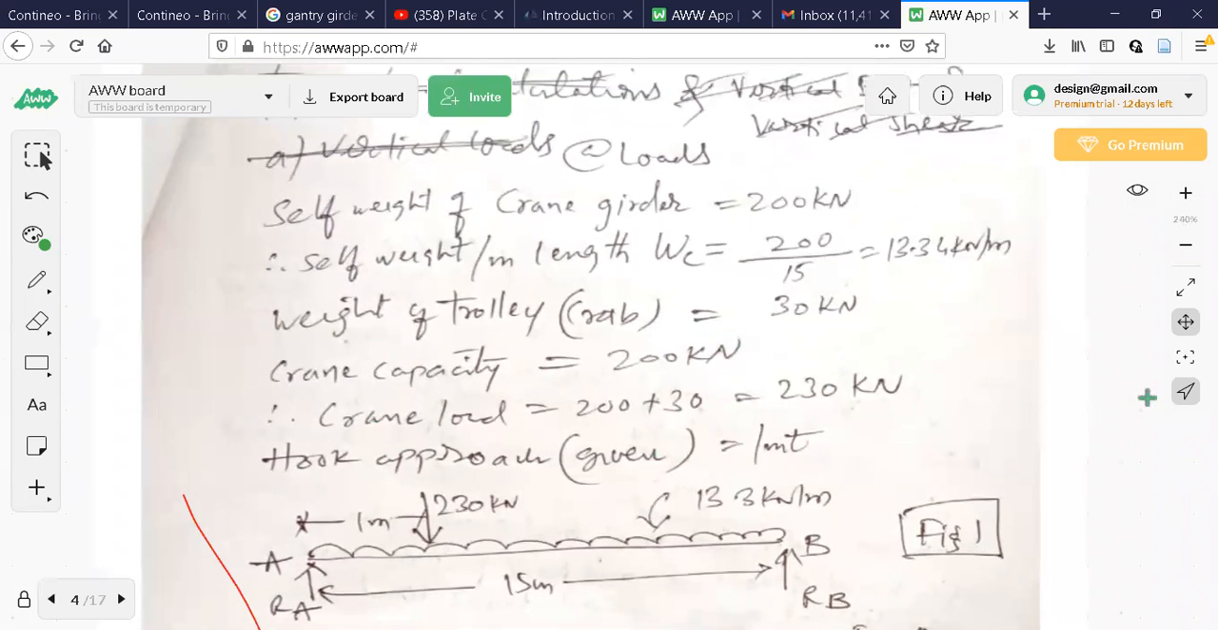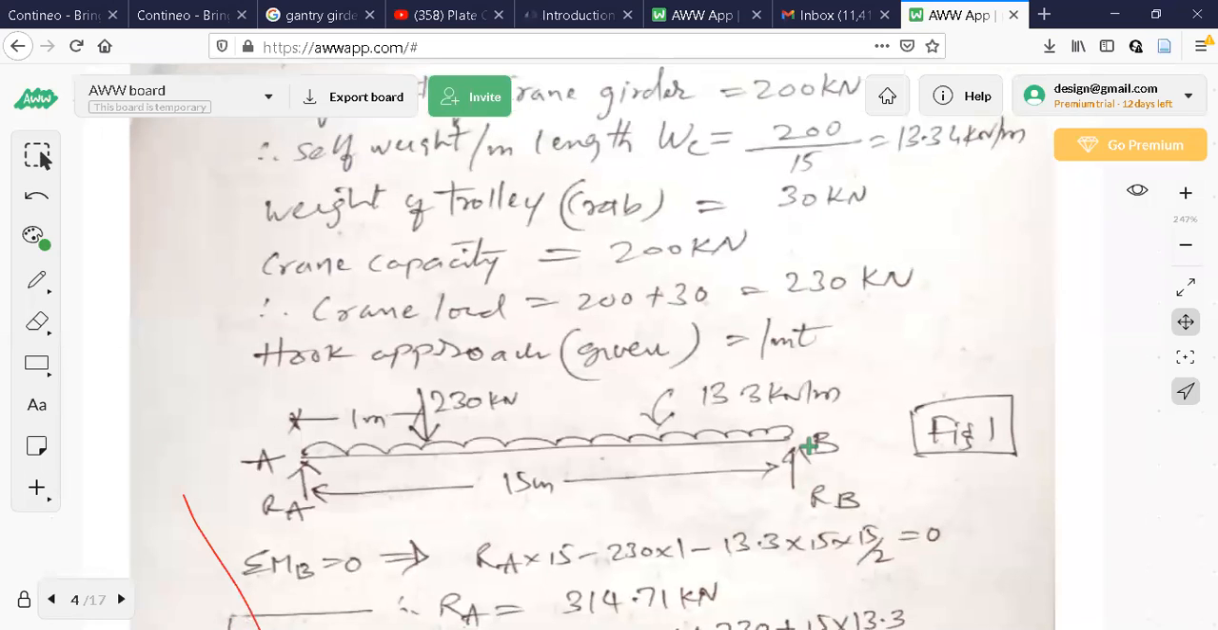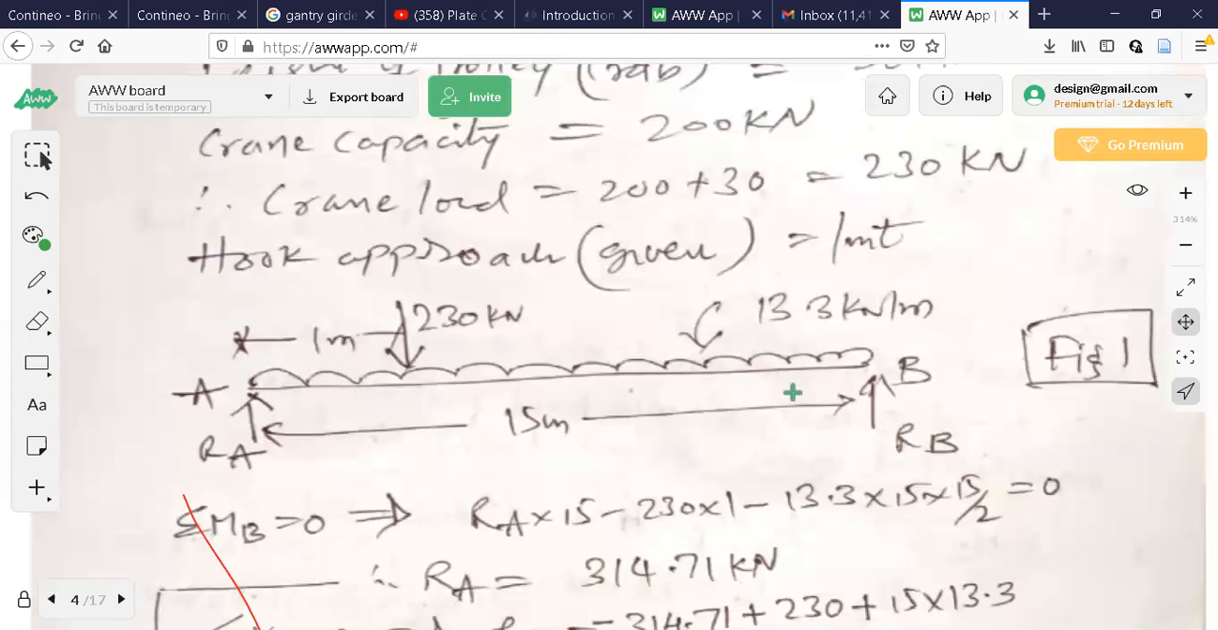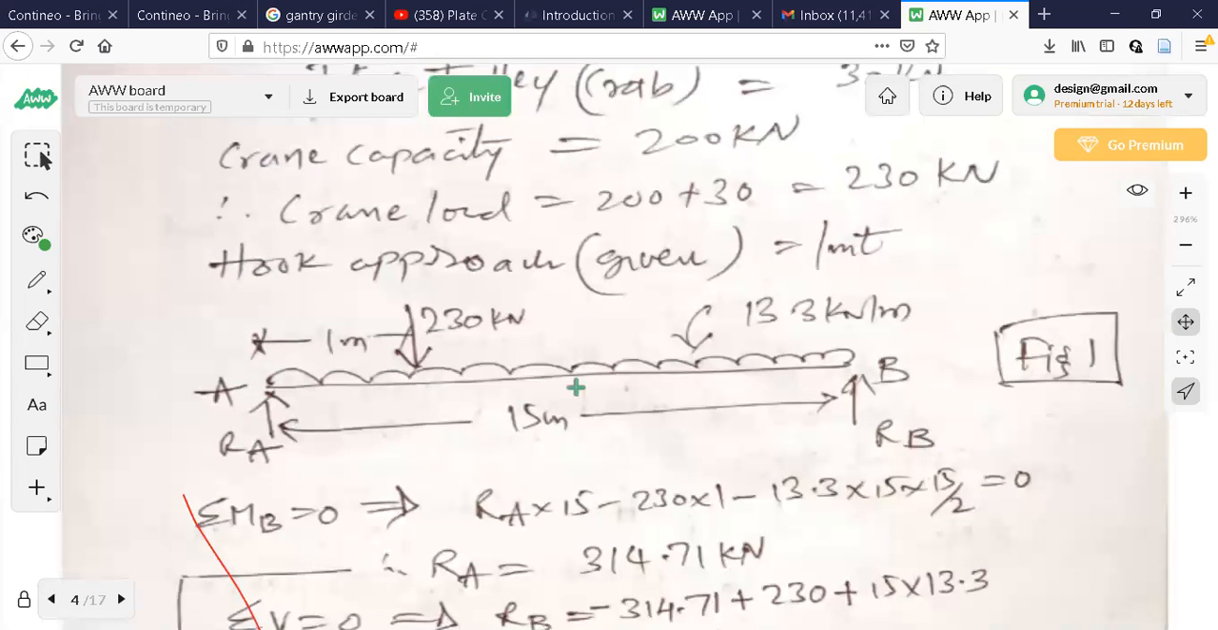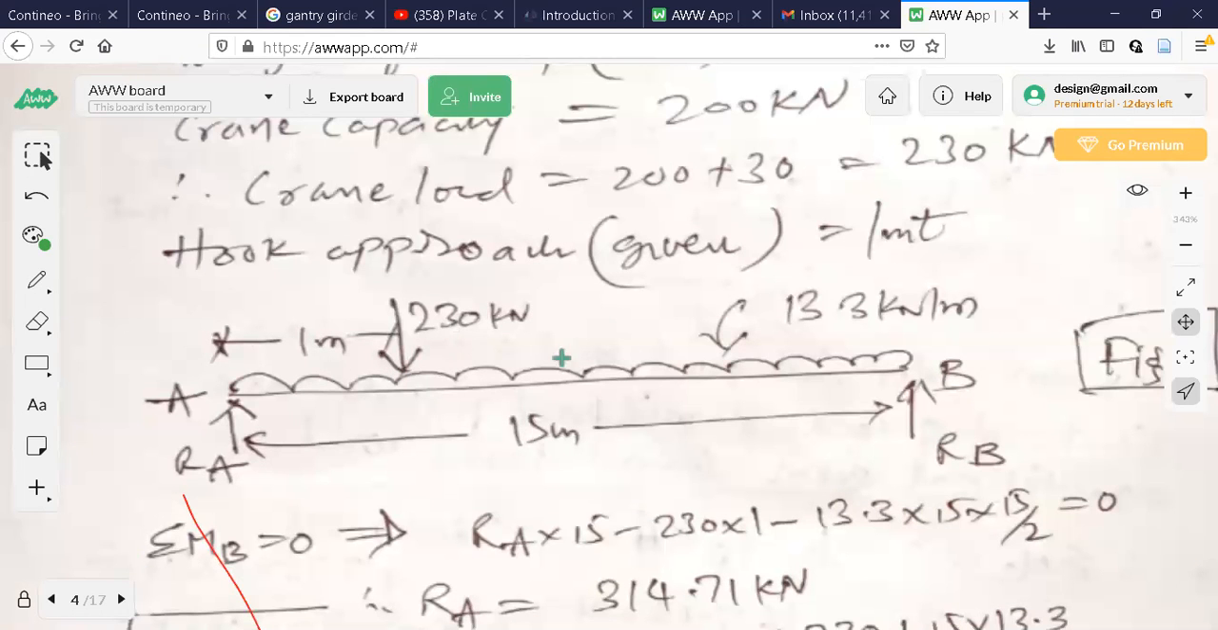Hook approach is 1 meter. So with this much, I will draw a simple figure of the crane girder. Drawing the crane girder first. See this. Crane girder is 15 meter span. Hook approach is 1 meter. Now this is what is important. What is the meaning of hook approach? Because of the box size and all, this weight cannot go directly, it is already touching the wall. So 1 meter hook approach is given. So you can see this 230 is the point load acting and dead load of the crane girder is 13.3. How did I get this?